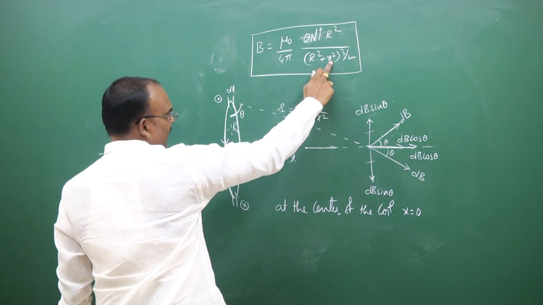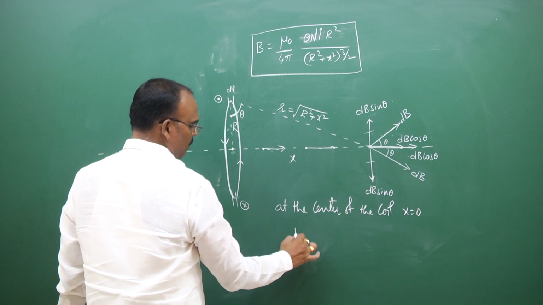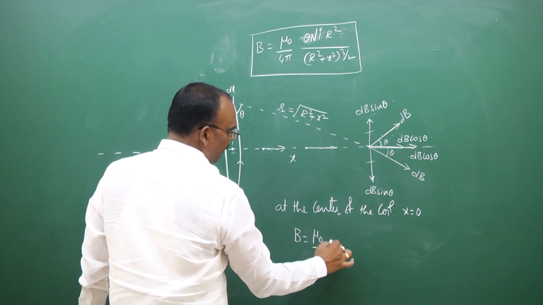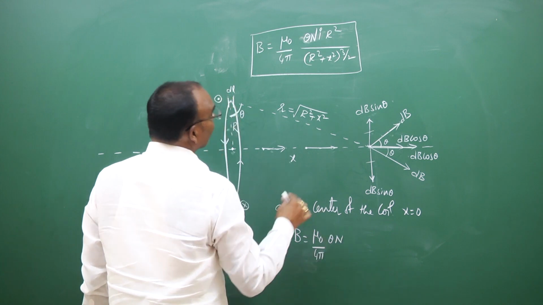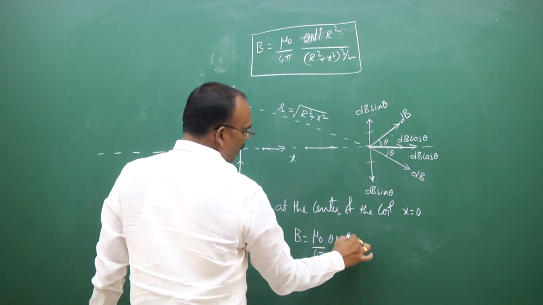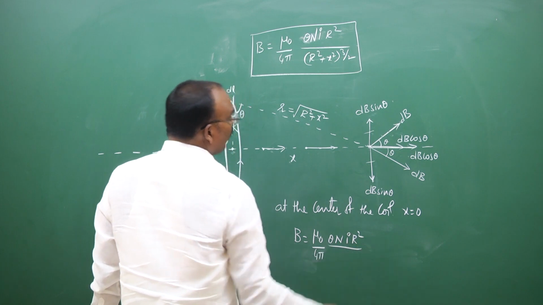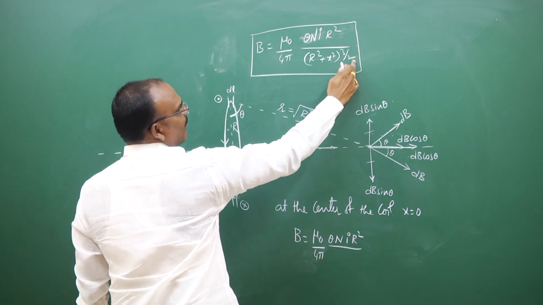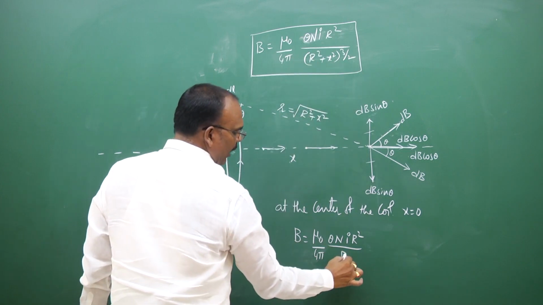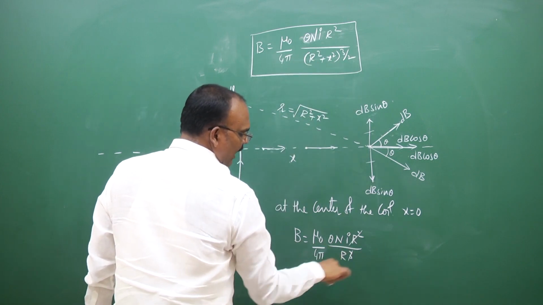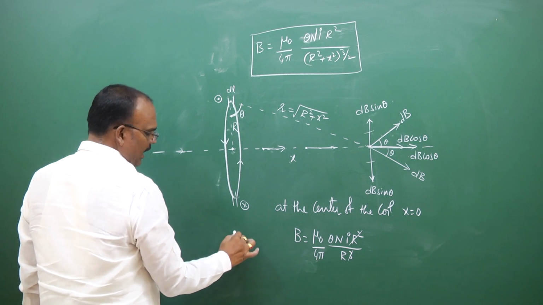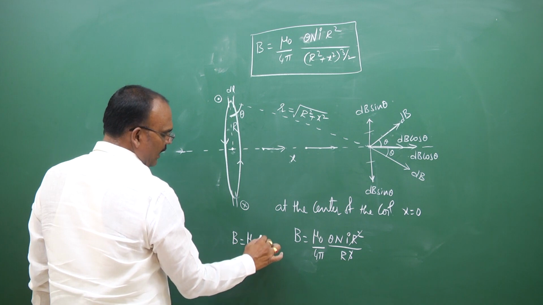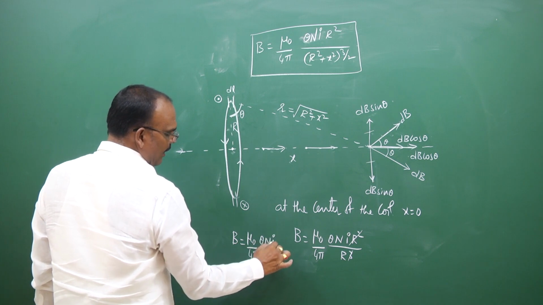When we substitute x equal to 0, the magnetic field B is μ0/4π θ n I R² divided by (R²)^(3/2). The 2 cancels, so you will get R³. This R² cancels with the cube. So the magnetic field at the center is B equal to μ0/4π θ n I by R.